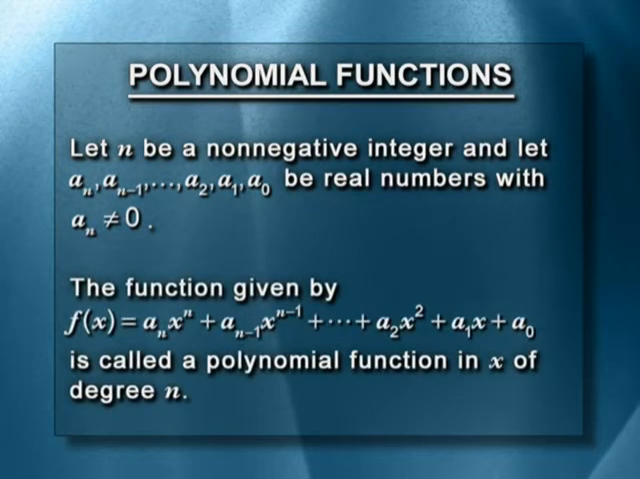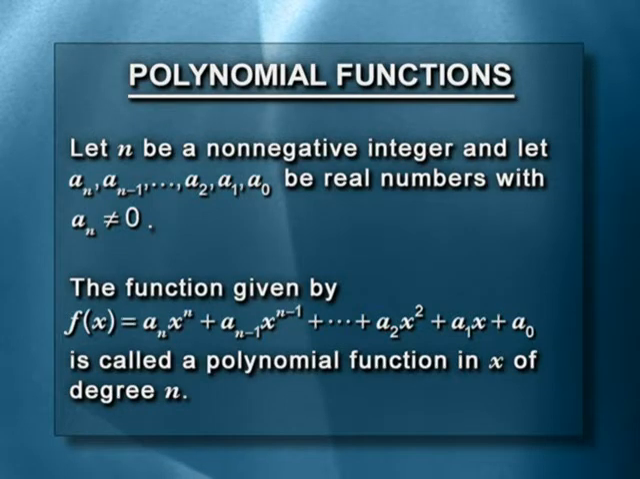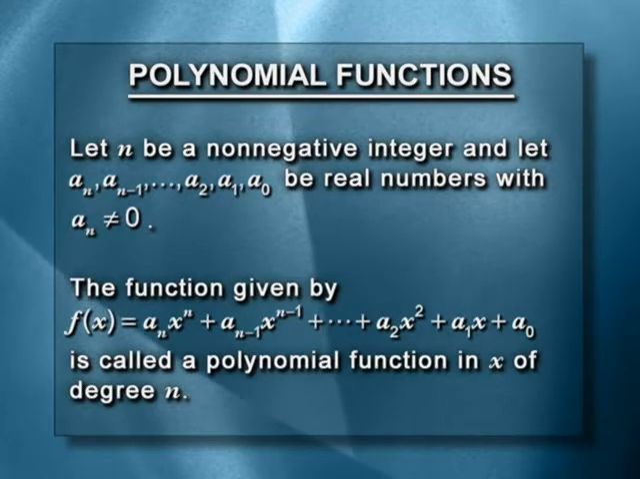Then the function given by the following expression, and it's kind of big, a sub n x to the n plus a sub n minus 1 x to the n minus 1 plus, and you go down to a sub 2 x squared, a sub 1 x, plus the constant term a sub 0. That's a general polynomial. And we say it's a polynomial in the variable x, and we say it's of degree n because x to the n is the highest power in that polynomial.